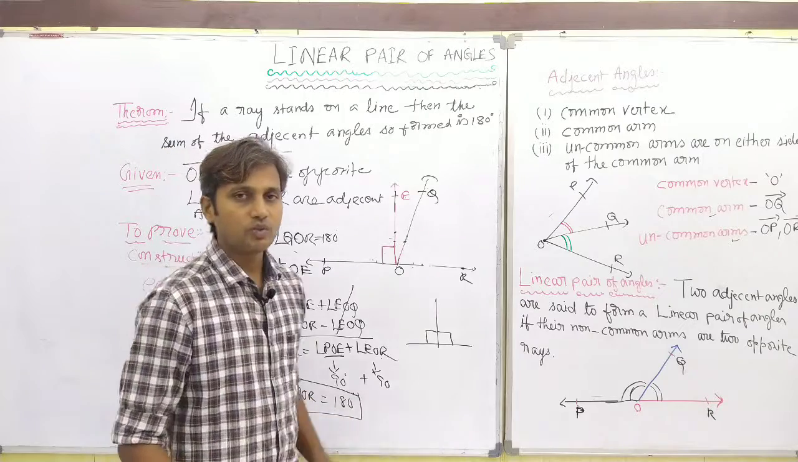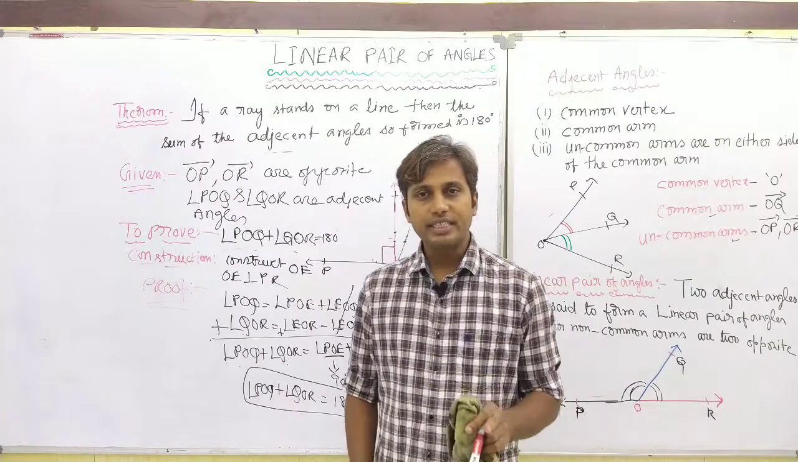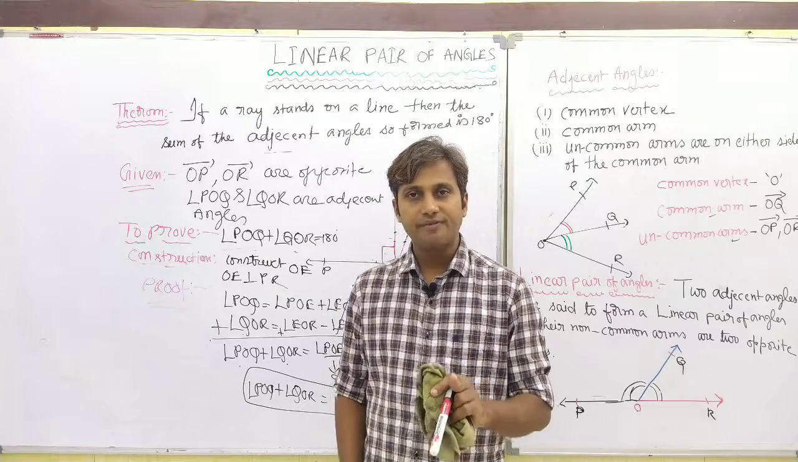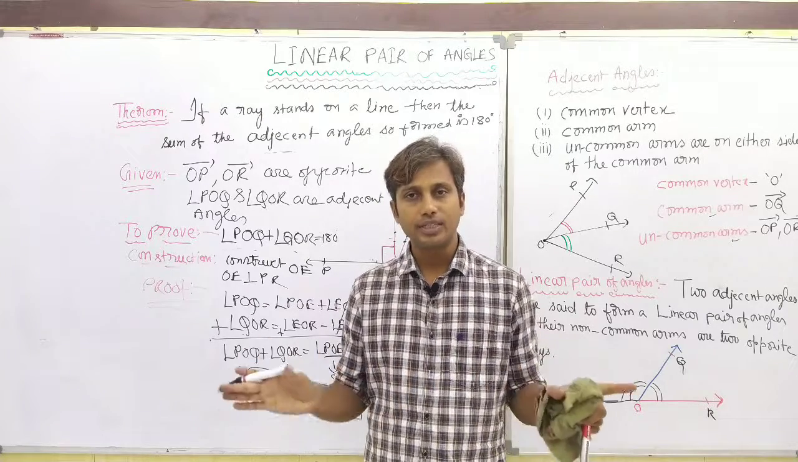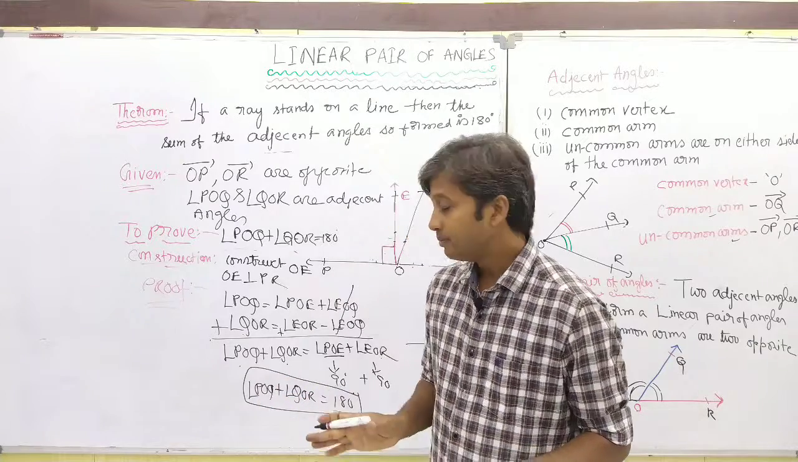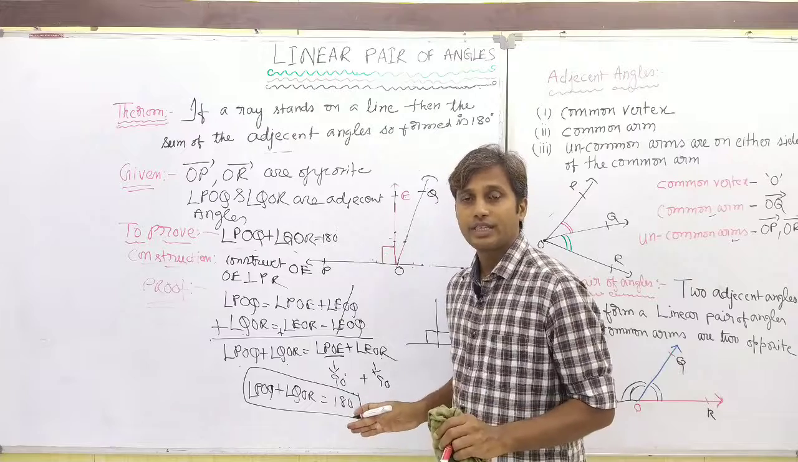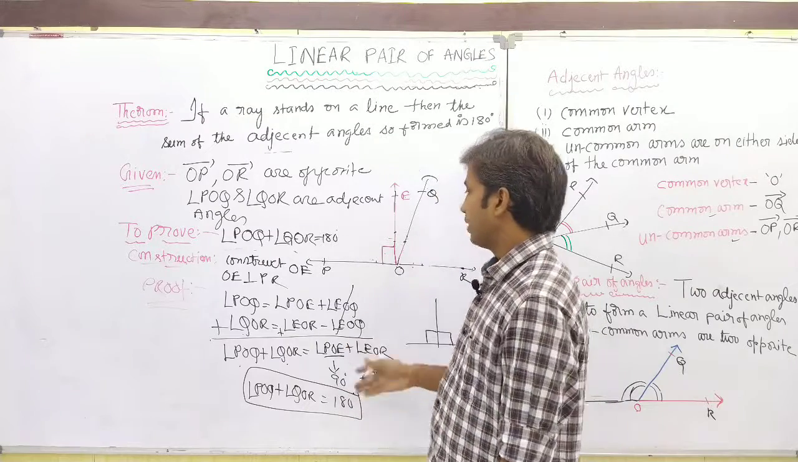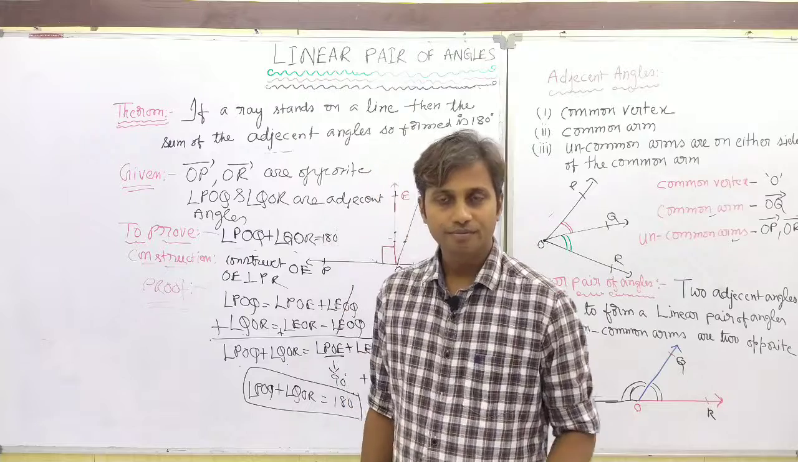So from this, what is confirmed? Okay, the sum of the adjacent angles is 180 degrees whenever the uncommon rays are oppositely directed to each other. Uncommon arms or rays, whatever. If the uncommon arms or uncommon rays are directed oppositely to each other, then those two angles are supplementary. That we proved. Okay, got it or not?